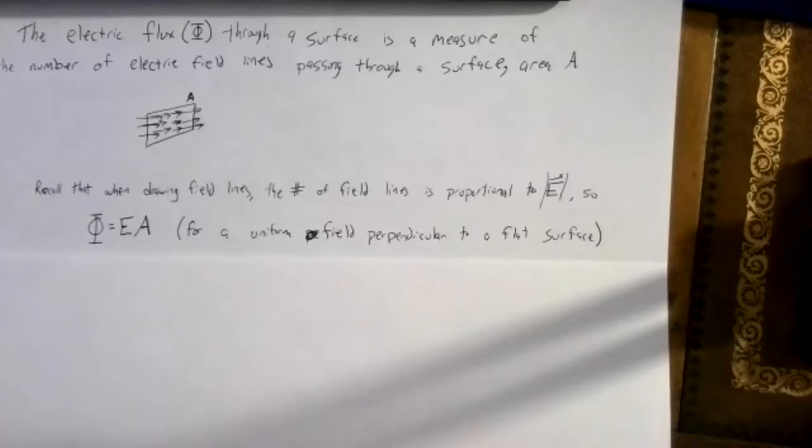Questions so far? It still doesn't make sense and probably shouldn't make sense to you why we care about this quantity electric flux. But if you stick with it, once we get to Gauss's law, it should make more sense. Just think of it as the number of electric field lines that go through a surface. Okay.